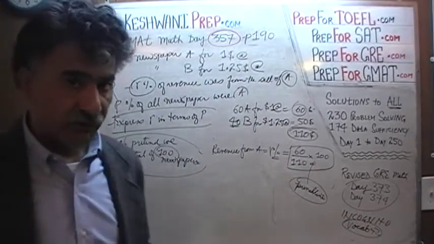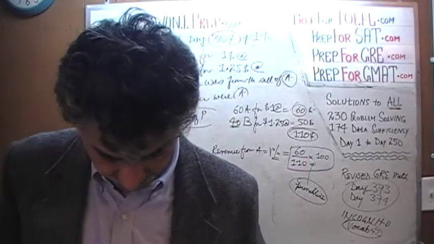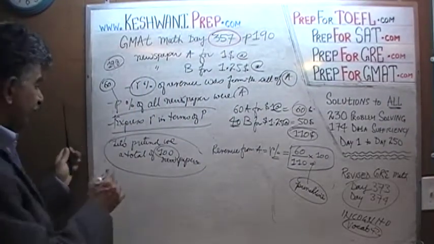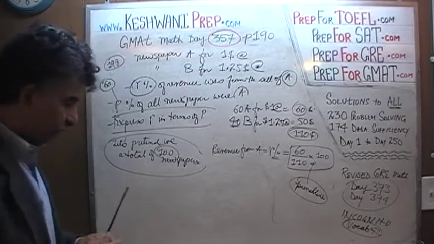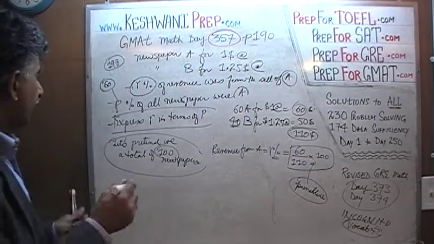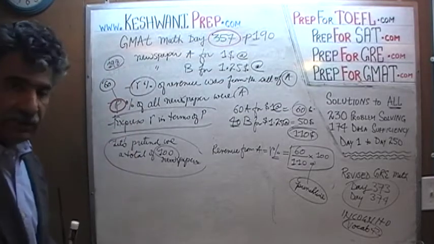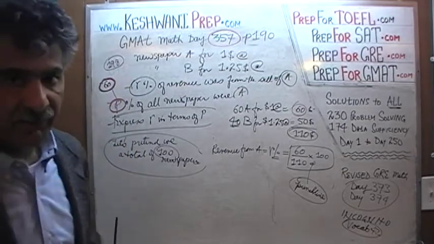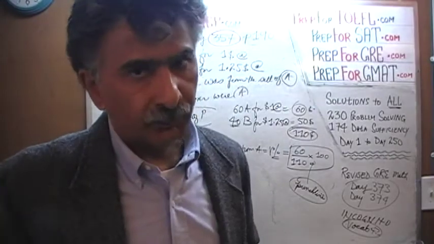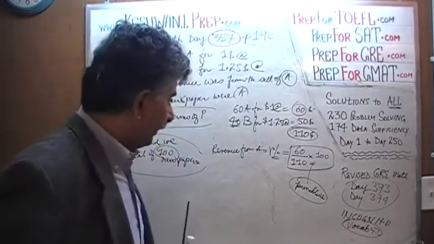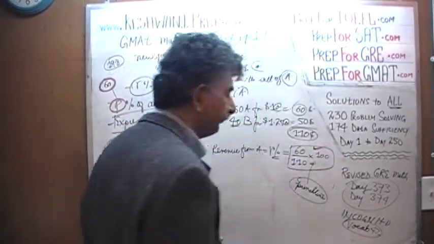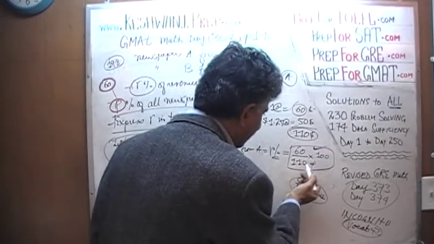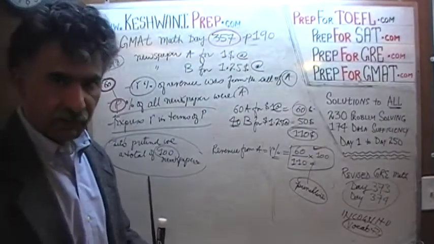Now, all we have to do at this point is go through all the answer choices, one by one, and wherever we see P, let's do it in a different color for the flair of the dramatics. Wherever we see P, replace it with 60. Replace it with 60 until when? Until the cows come home? No, not until the cows come home. Until we come upon an answer choice that works out to be 60 times 100 over 110.